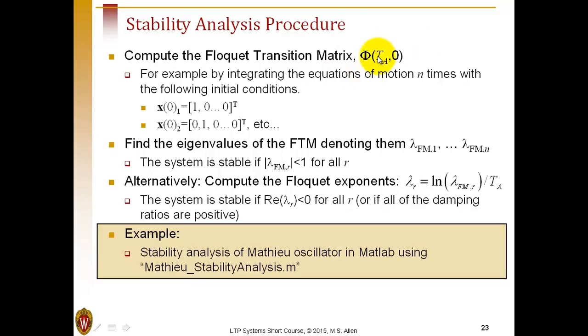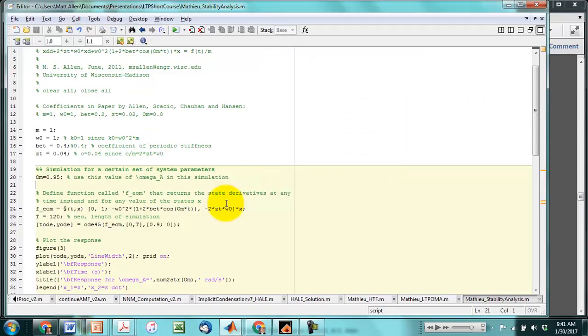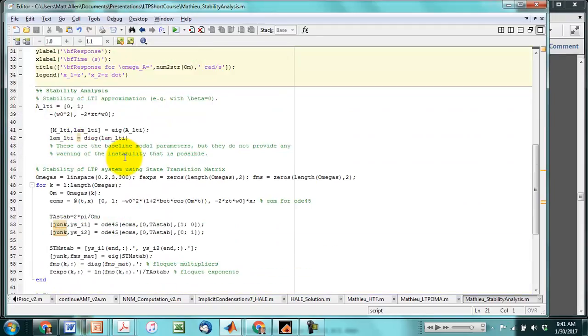So we find the Floquet transition matrix, we find its eigenvalues, and then we know that the system is stable if those eigenvalues have magnitudes less than 1, or we can calculate the Floquet exponents and see whether the real parts are less than 0. We could also define an equivalent damping ratio and see whether the damping ratios are all positive. So this is implemented in a script, which I'll show you quickly here in MATLAB. The same script we were using a minute ago.